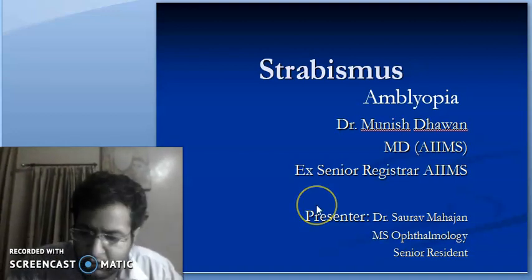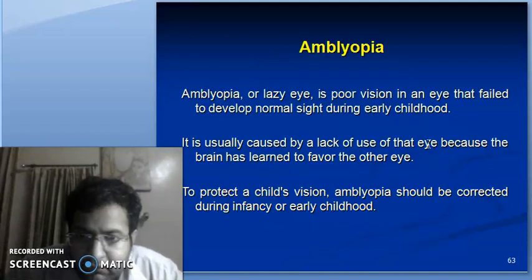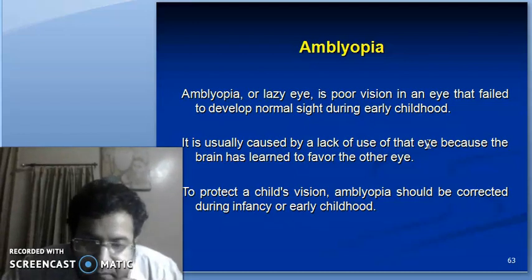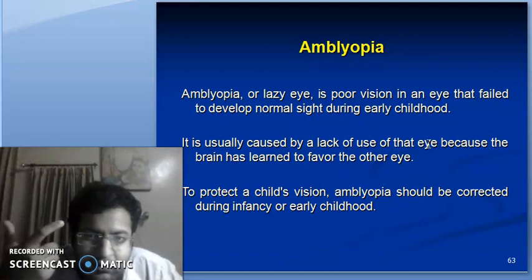So, continuing with amblyopia. Amblyopia is also known as the lazy eye. It is a poor vision. For example, consider my right eye to be the amblyopic eye.